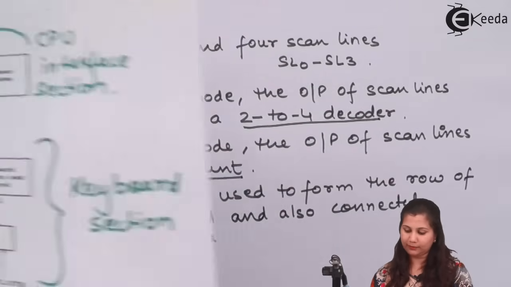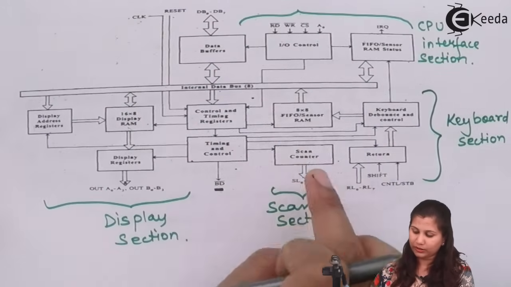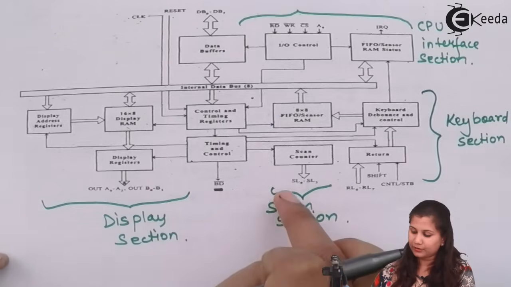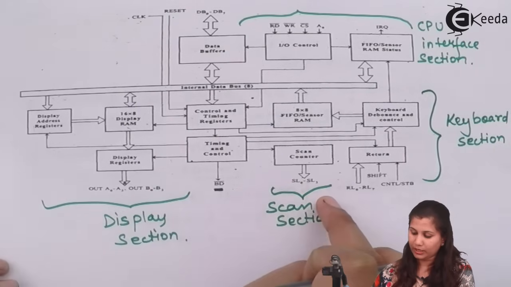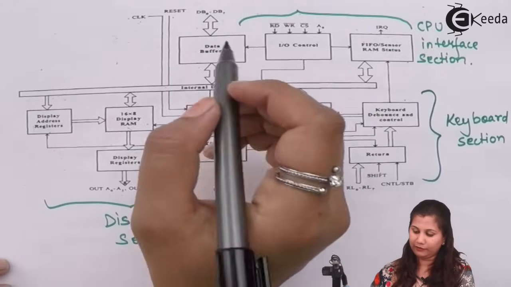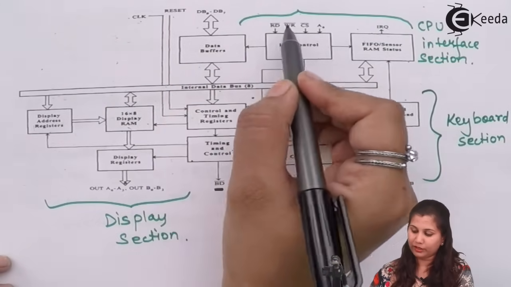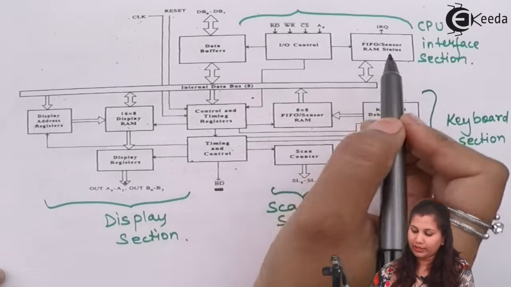You can see in the block diagram that the scan section consists of the scan counter and the scan lines SL0 to SL3. Now let us come to the CPU interface section, where we have the data buffers which is connected to the data bus. Then we have the input output control here.